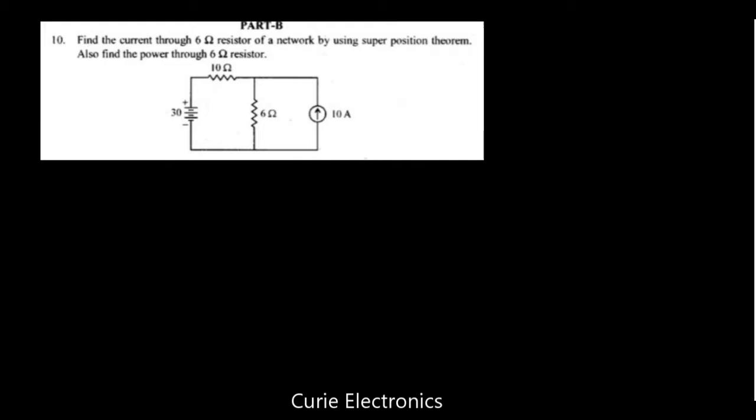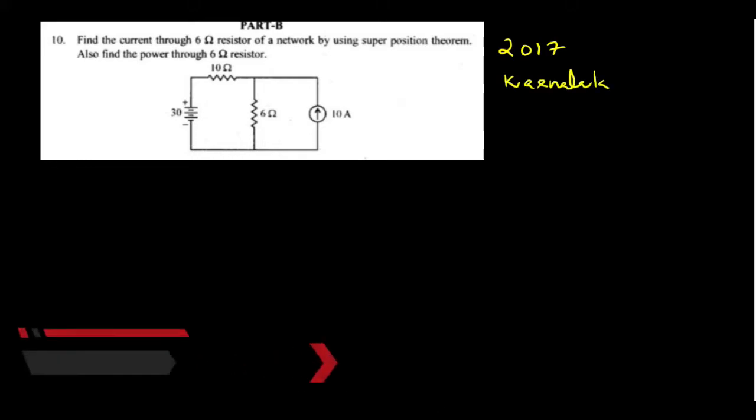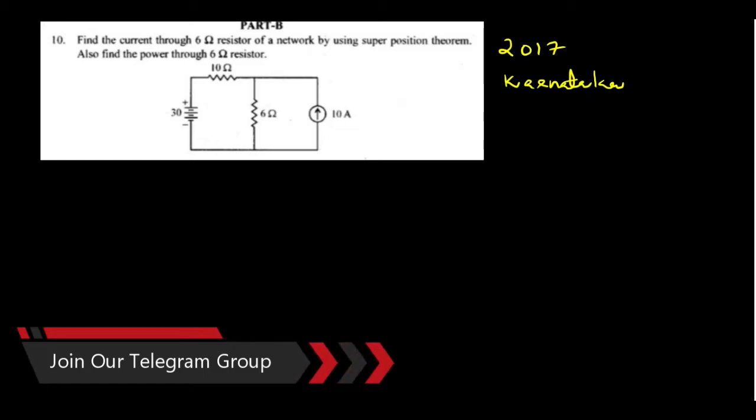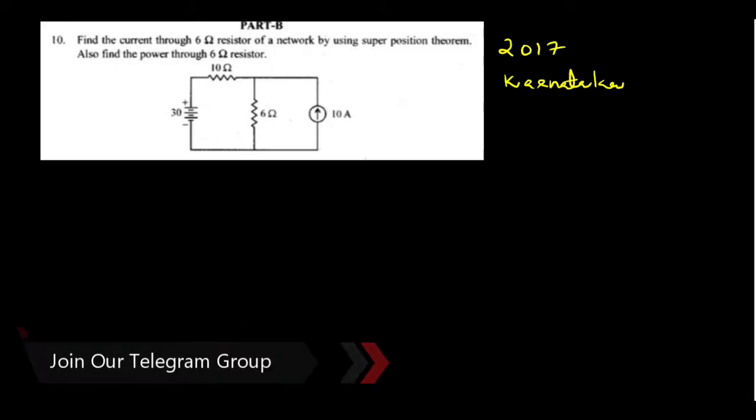Find the current through the 6 ohm resistor of the network by using superposition theorem. Also find the power through the 6 ohm resistor. This question was asked in 2017, Karnataka, for diploma students, electronics and communication. So let's solve it.